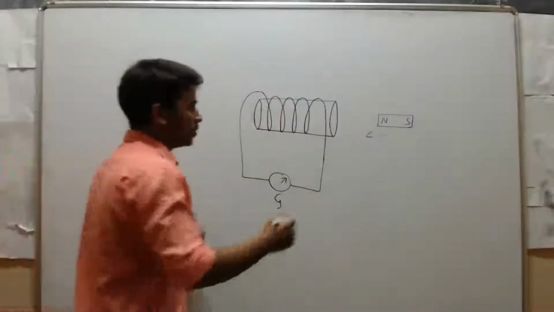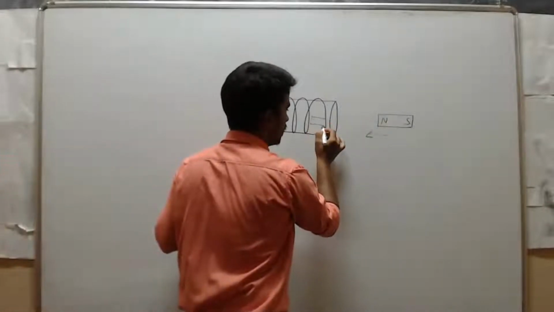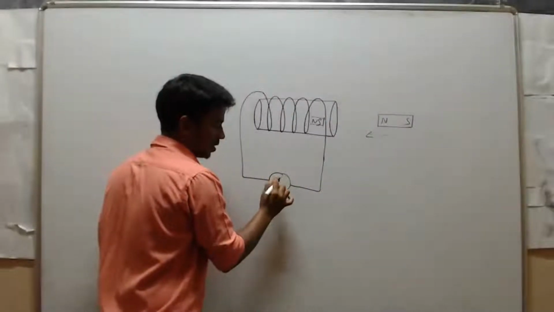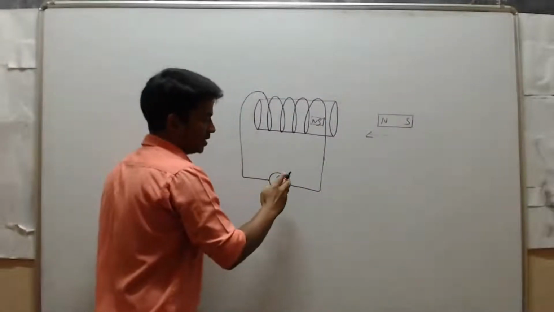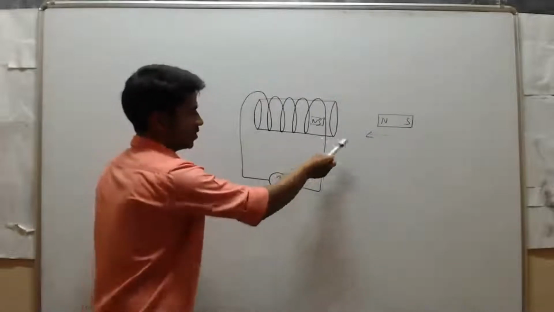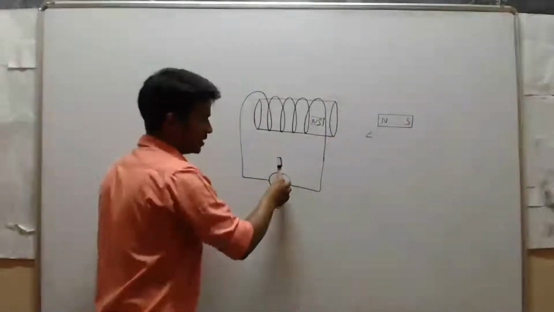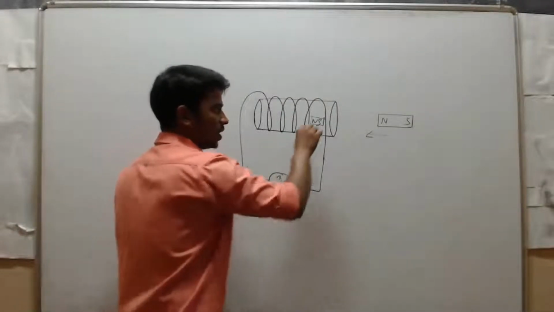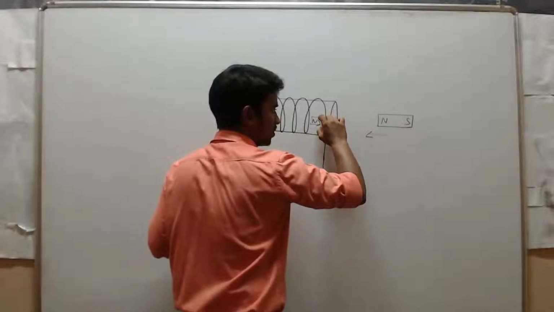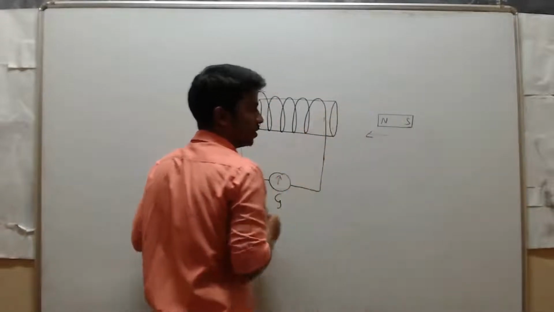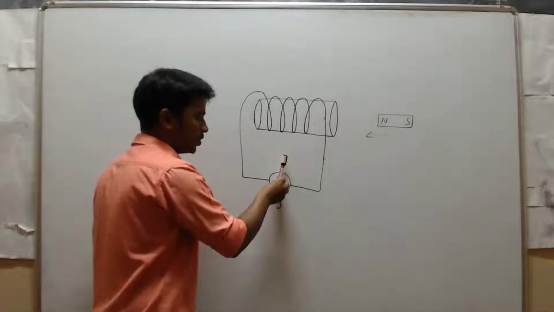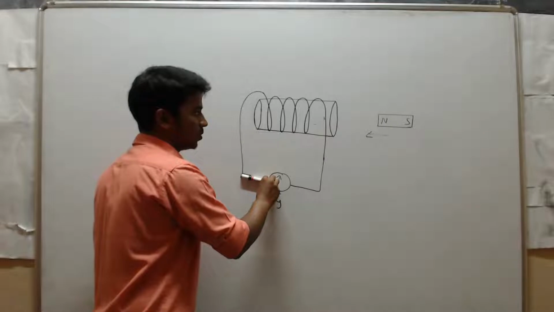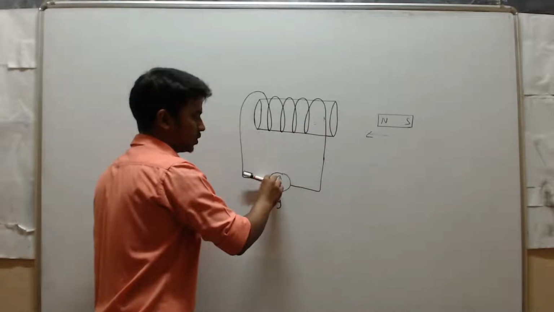When you keep the bar magnet here, it shows deflections like this, then once again it comes back to the same position. When you remove that bar magnet from the pipe, it will also show the current direction in reverse order, like this, and then come back to its original position.